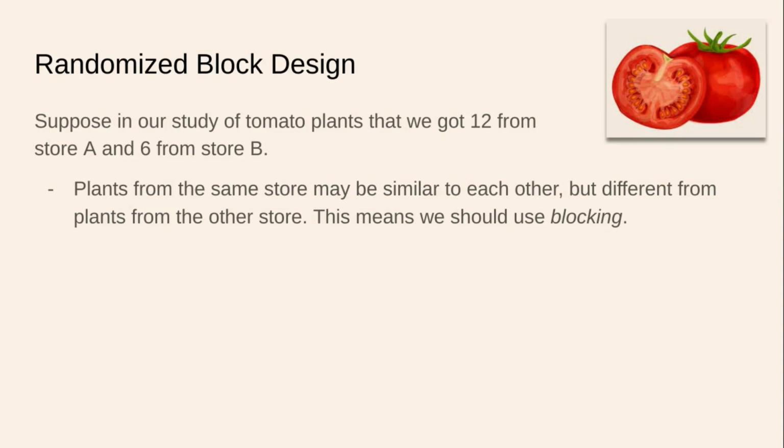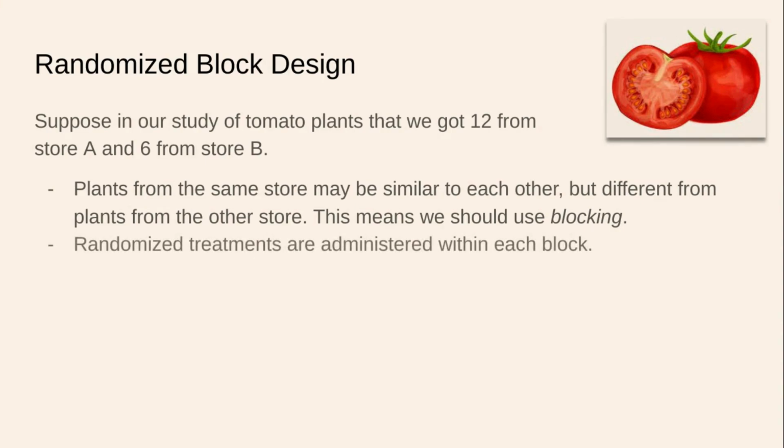We have two blocks implicit in our data. We have 12 from store A and the 6 from store B, and we think that they may be fundamentally different because of the store they came from. So keeping this in mind, we would want to randomize treatments within each of the blocks, within the plants from store A and the plants from store B.